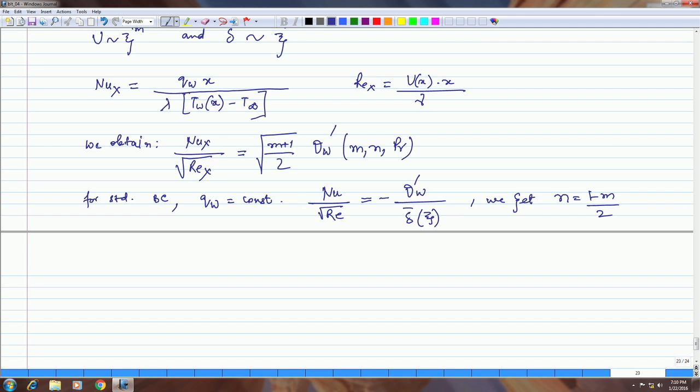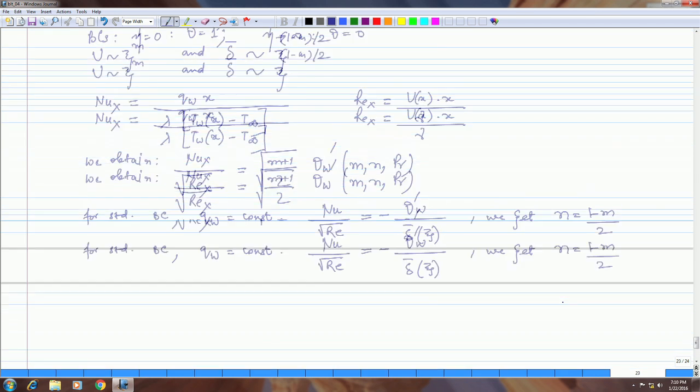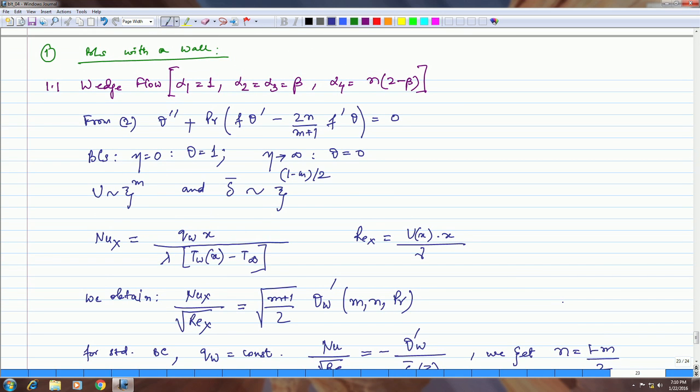Now the next thing, after the wedge flow, is the wedge flow in reverse. So reverse wedge flow. Let us see how that looks.